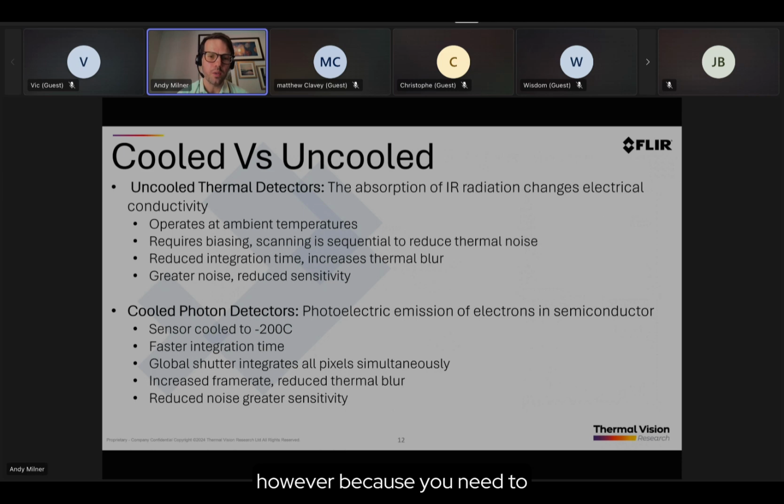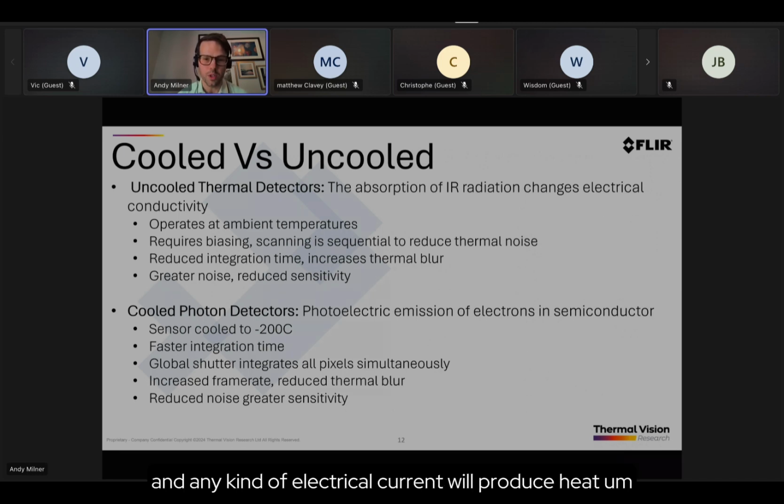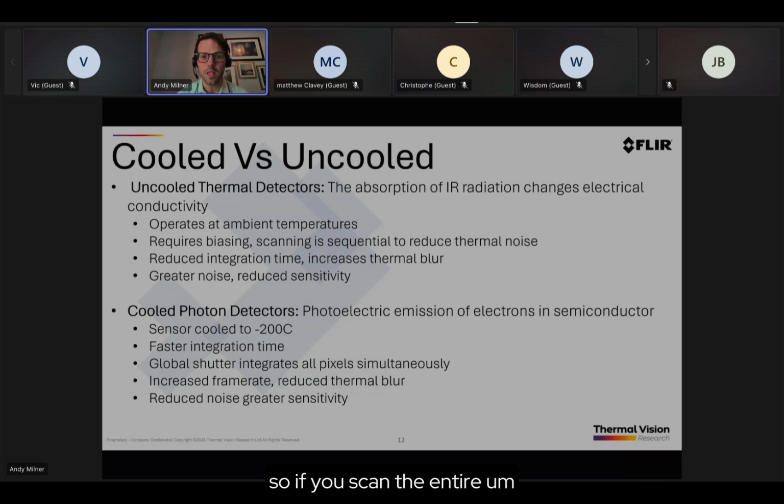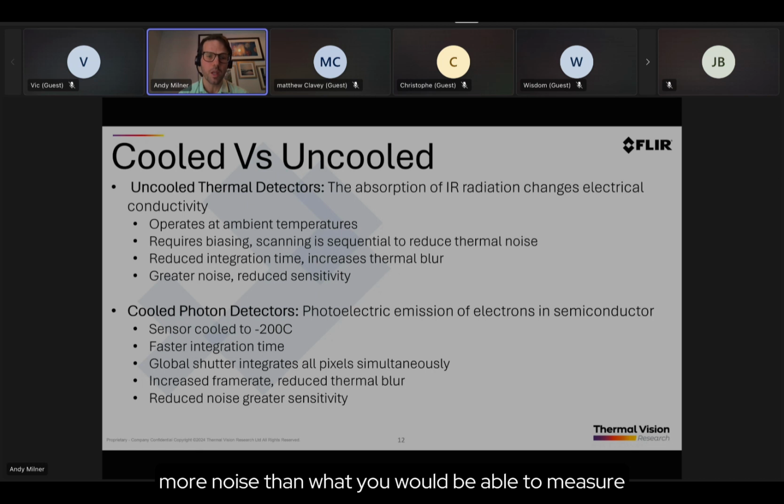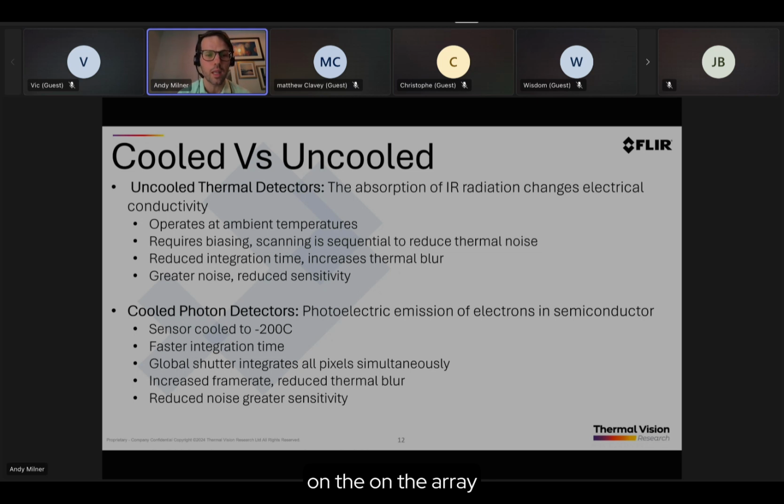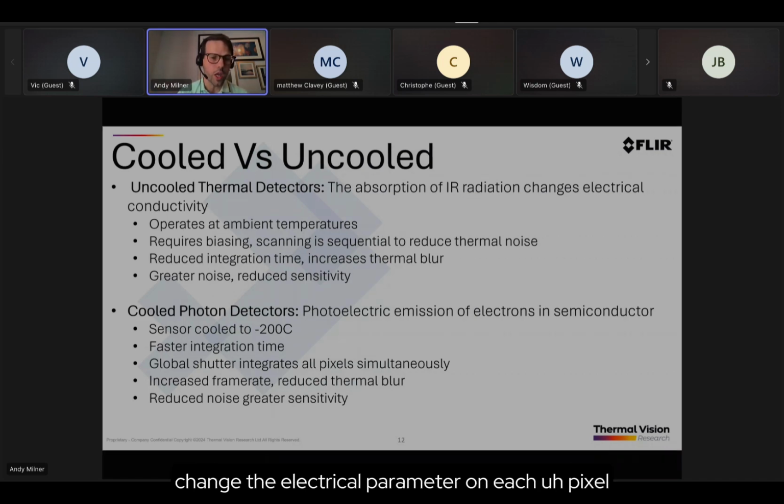However, in order to measure the voltage across a pixel, you need to bias that with a current, and any kind of electrical current will produce heat. So if you scanned the entire array at once, it will produce more heat, or sorry, more noise than what you would be able to measure. So what has to happen is that each line is scanned sequentially on the array. So what this does is it reduces integration time. Obviously, it takes time to individually scan. You've got to wait for enough energy to change the electrical parameter on each pixel. So this does take some time. So there's an integration time you need to consider.